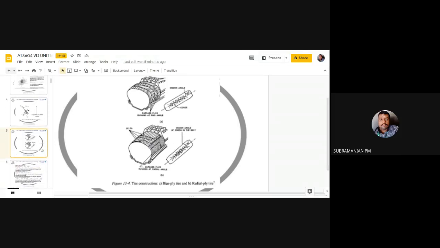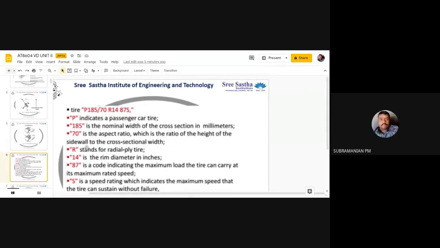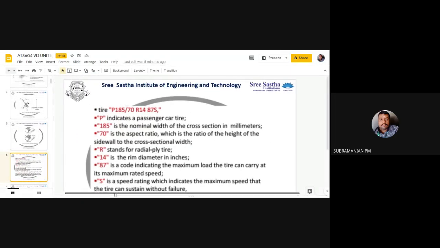Further information you can get from automotive chassis. You may get a question on the difference between carcass and radial ply, or what is the main function of this belt. Here in vehicle dynamics, I am just going to give an overview of the tire alone. Detailed information you might already have studied in automotive chassis, so please refer to that.